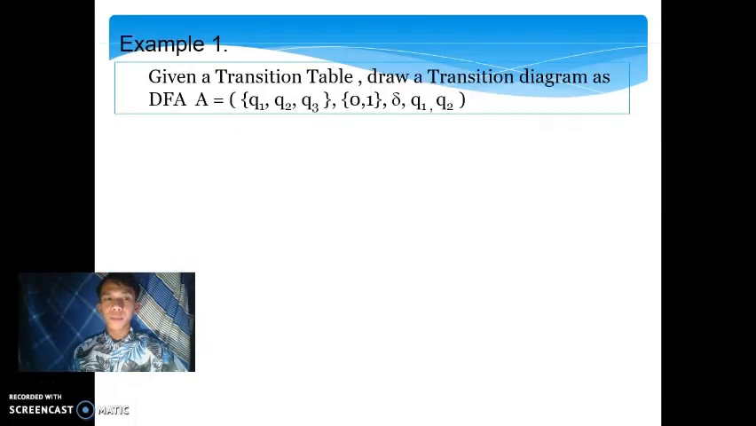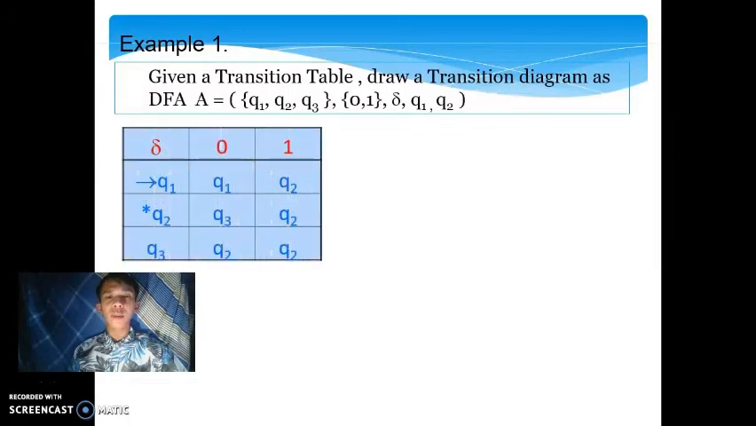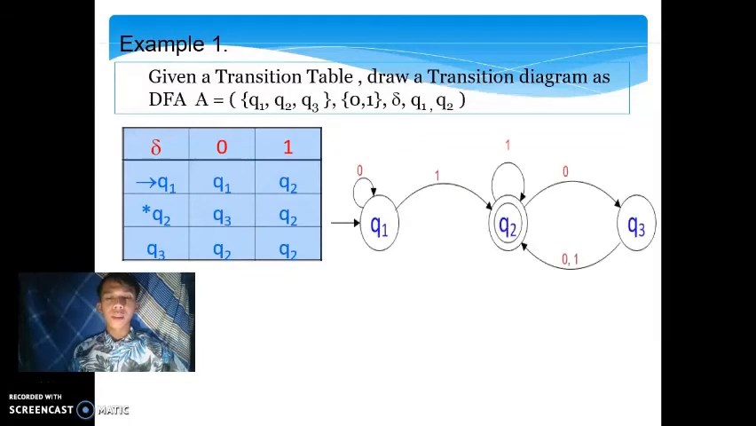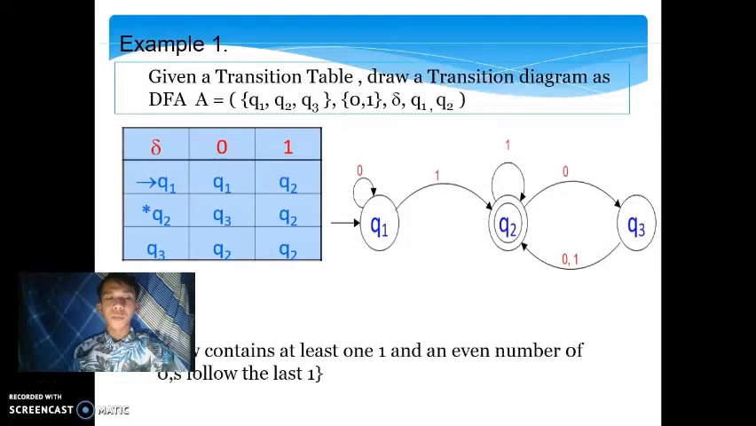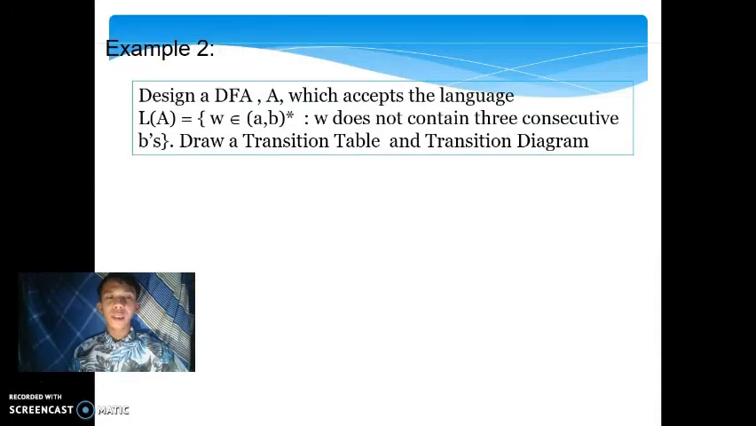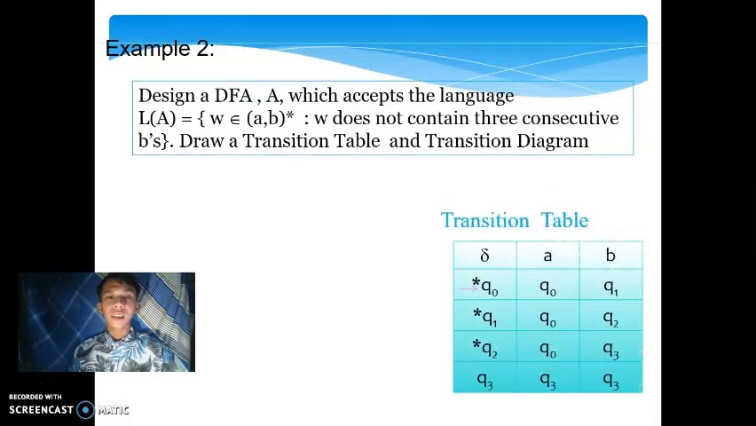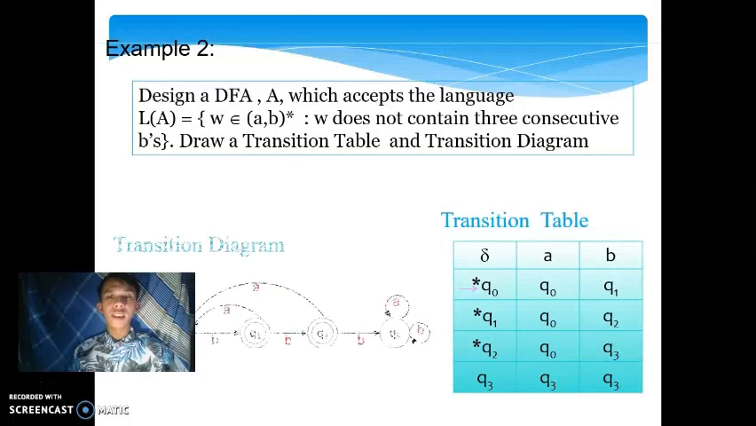For example, given a transition table, you need to draw a transition diagram for the DFA. So this is an example of a transition diagram, wherein it contains at least one 1 and an even number of zeros following the last 1. For example number 2, you need to create a transition table from a given transition diagram.